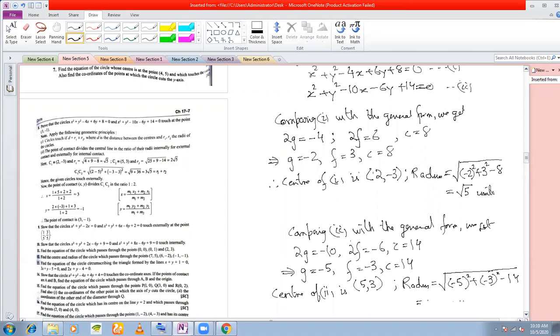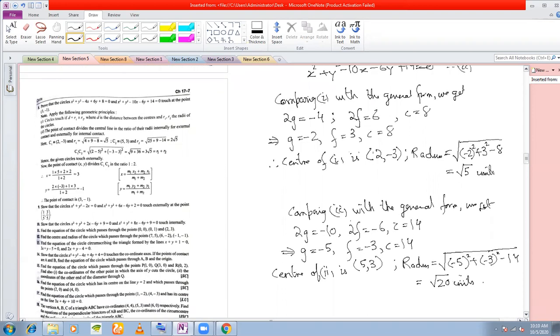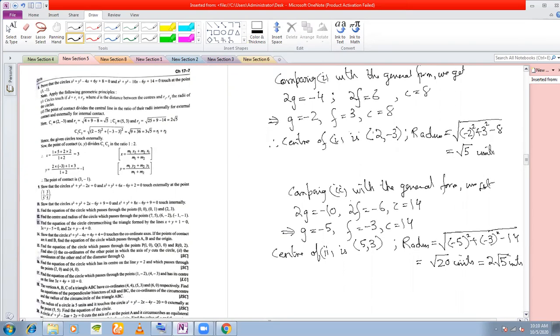This is 25 plus 9, 34. 34 minus 14 is 20. So root 20 units, which can also be written as 2 root 5 units. Okay. So now, once we have got the radii of both the circles, and we have got the centers, we shall now find the distance between the centers.